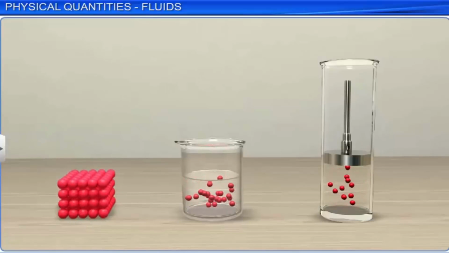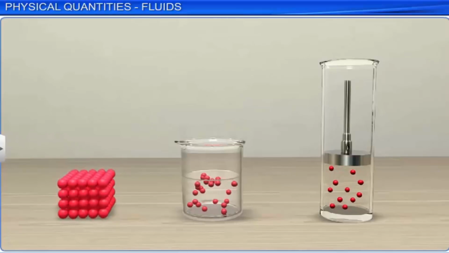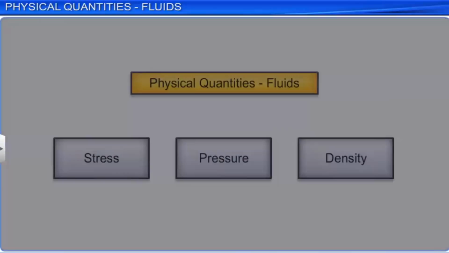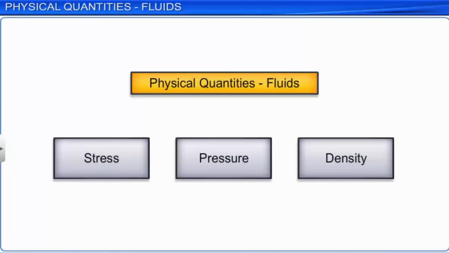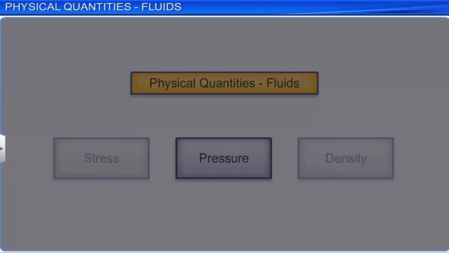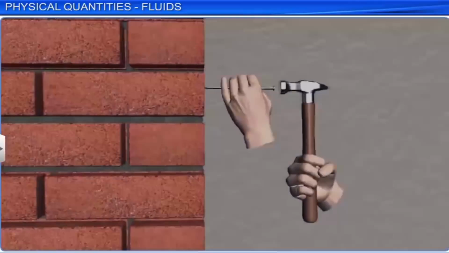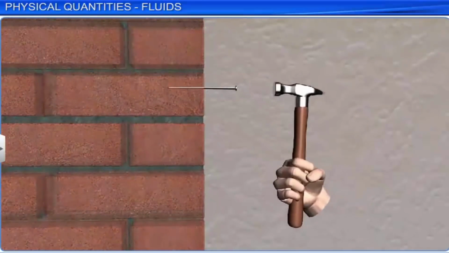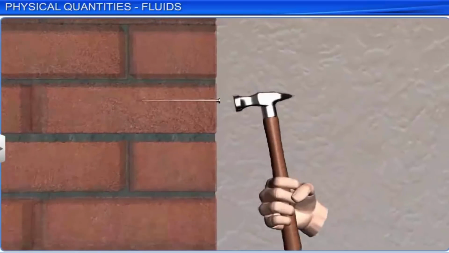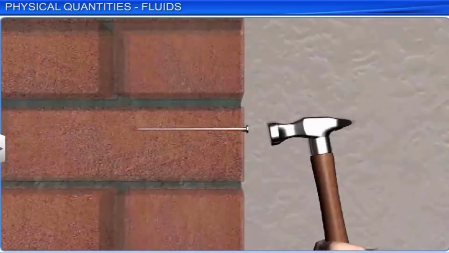Another common physical quantity related to fluids is pressure. Pressure is defined as force exerted per unit area. We experience many incidents involving pressure in our day-to-day life. One such example is that it is easier to drive a sharp nail into a wall than a blunt one. This is because, for a sharp nail, the area on which force acts is less, hence, more pressure. Here, the force exerted on the nail is perpendicular to the surface on which it is applied.